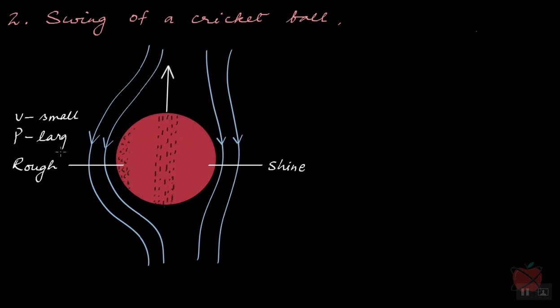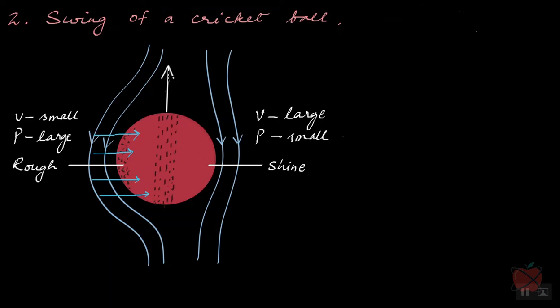Pressure will be large. And on the right side, the velocity is large, so the pressure will be small. Got it? Because of this, there is a difference in pressure on the two sides of the ball. High pressure on the left side, low pressure on the right side. What will this high pressure do? This high pressure will push the ball like this. It will push the ball in that direction.